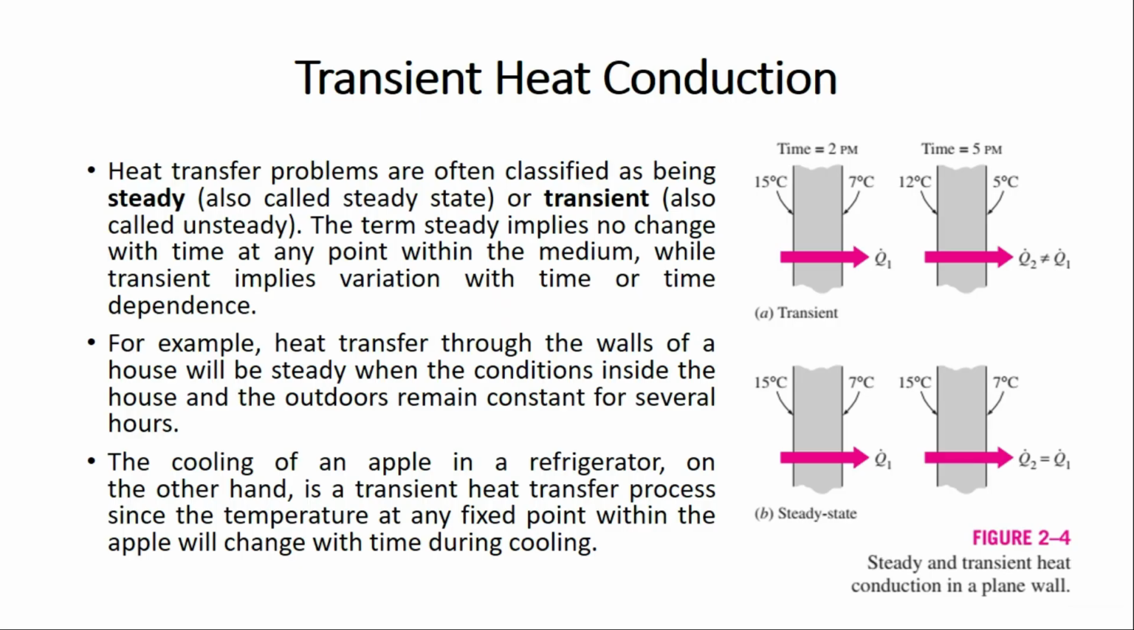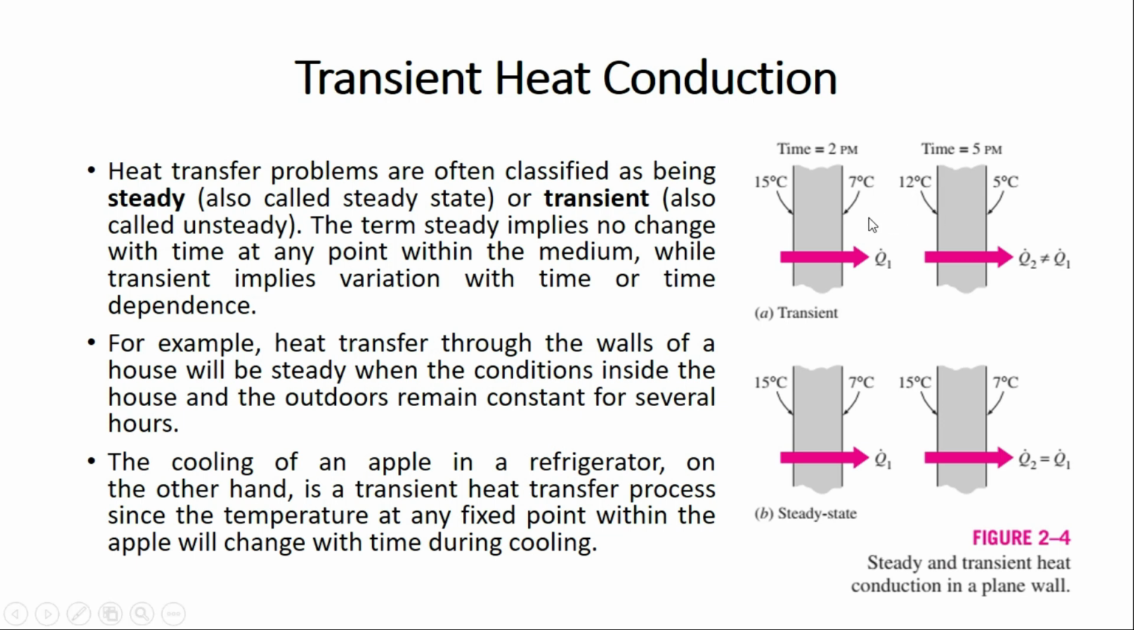Heat transfer problems are often classified as being steady, that is called the steady state, or transient, which is called unsteady state problems. The term steady implies no change with time at any point within the medium, while transient implies the variation with time, or the time dependence. Let us take an example to understand the transient as well as the steady state heat conduction process.